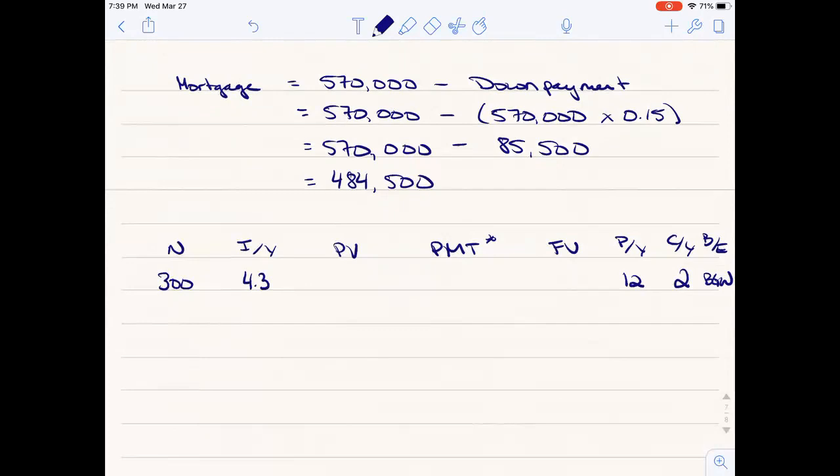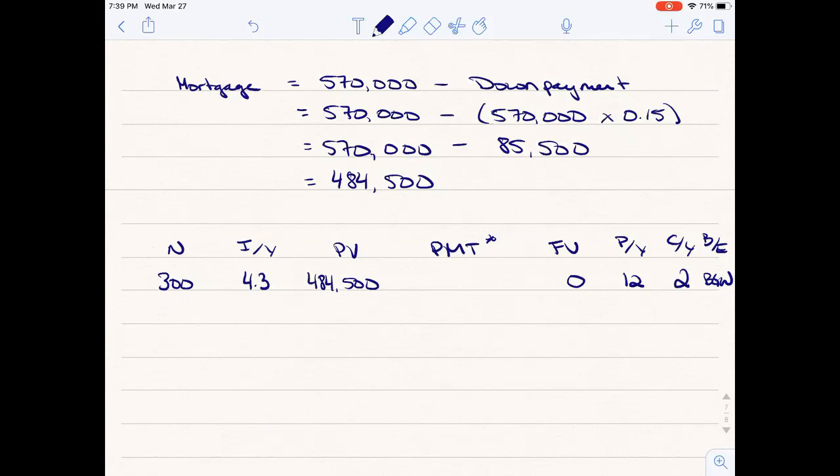Our present value is 484,500. The payment is what we're trying to solve for. And once we're all paid up, at the end of these 25 years, our future value must be 0. So now we can calculate the payment amount. I'm already in the beginning mode from the previous question, so that's very convenient.